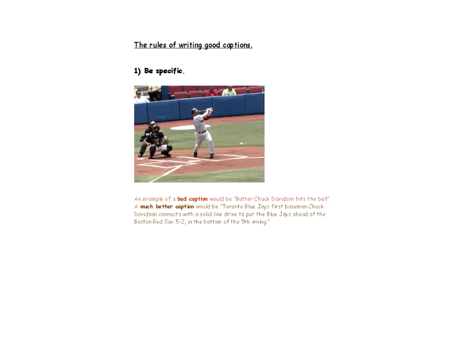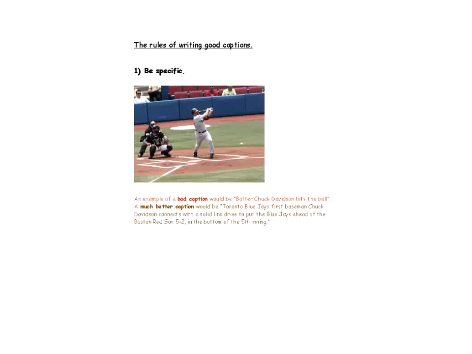And so what we're going to talk about at this point, guys, is the rules of writing good captions. And the first rule is we want to be specific. Okay, so a caption that wouldn't be so good here would be something like, batter Chuck Davidson hits the ball. Because it's kind of obvious, right? That's what we see in the picture. We want to be more specific.